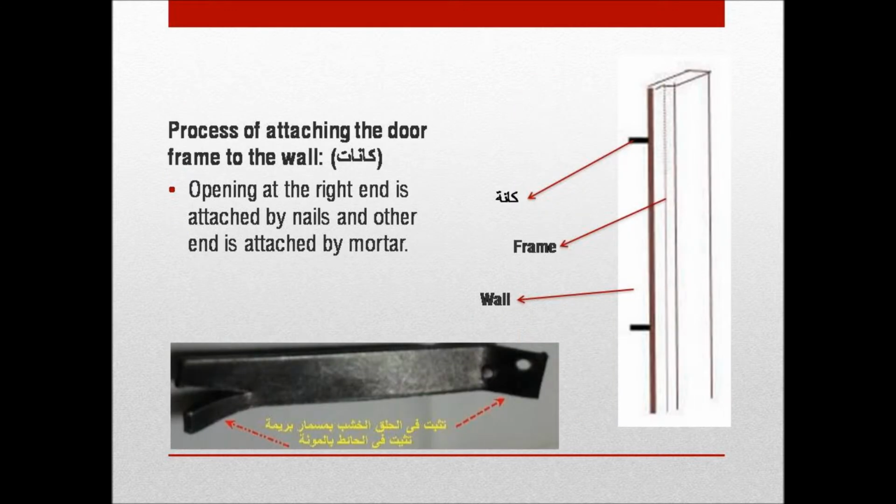The second method is the process of using kanet. A kana is shown in this picture. We have an opening on the right side which is attached by nails, and the left side is attached by mortar.